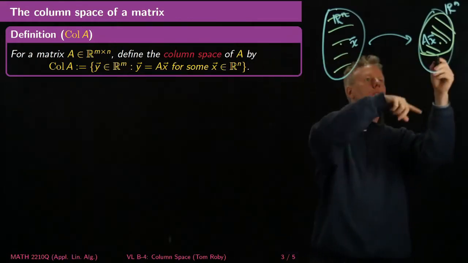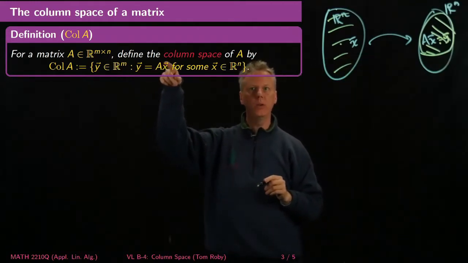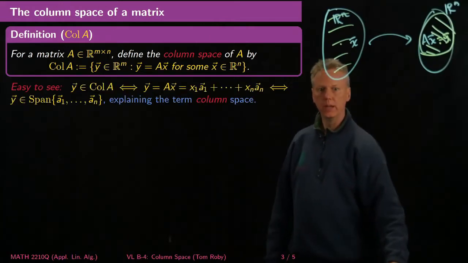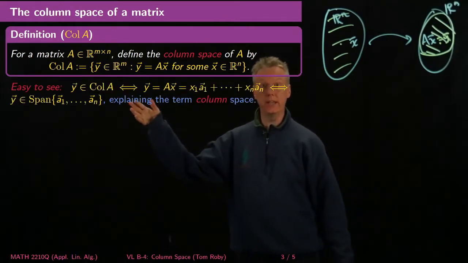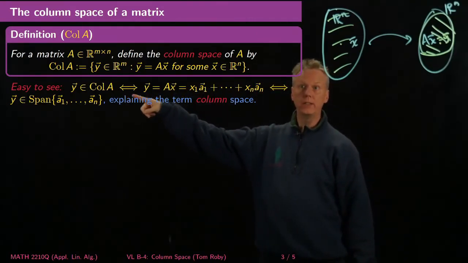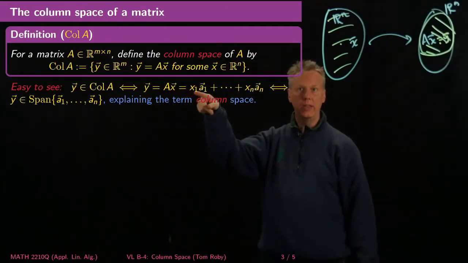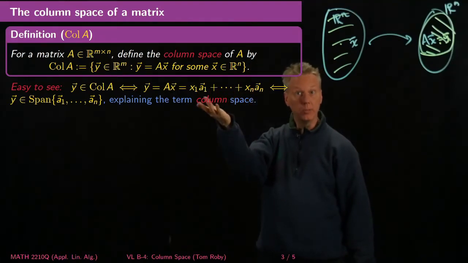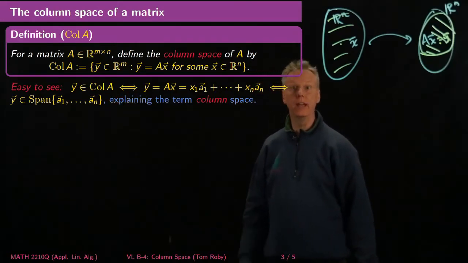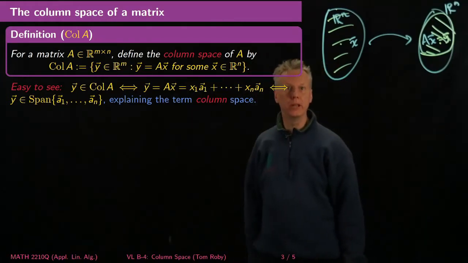So I've got x's over here, I've got y's over here. So this vector y is equal to Ax. And so any y that's equal to Ax for some x in R to the N is in the column space. Of course, it's easy to see, by the way we define matrix-vector multiplication, that if y is in the column space of A, then it's equal to A times x for some x. But that just means it's the x linear combination of the columns of A. So that means that y is, by definition, in the span of the columns of A. And that explains the term column space. It's literally just the span of all the individual columns of the matrix.